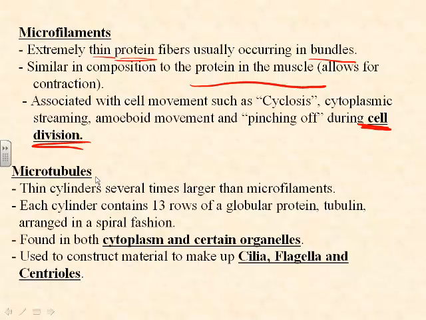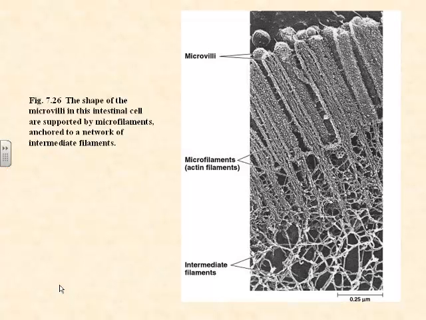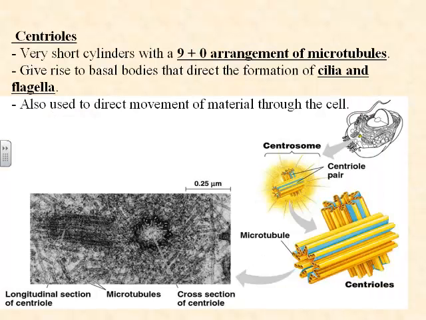Another type of the cytoskeleton is the microtubules. The microtubules are typically found in the cytoplasm, but microtubules will also make up cilia and flagellum and those centrioles that are so important in cell division. You will hear some examples. These are the microvilli in your small intestine, and you can see these microfilaments giving it that structure that it needs, just supporting it a little.